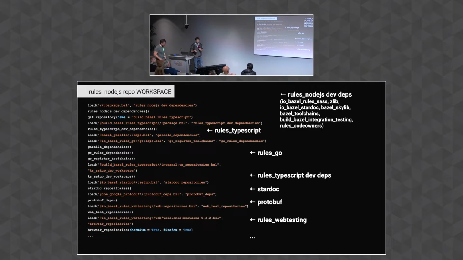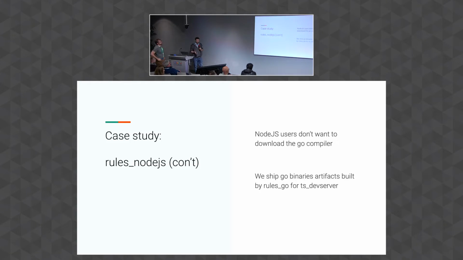This is our workspace. We have lots of deps, which is fine. I'll just point out one of them. There's rules_go, which we use to build the dev server in Go, so it's performant. We actually share that code with Google3, and we don't want to pass that to our users because our users said they don't want to build a Go program. They just want to build a binary.